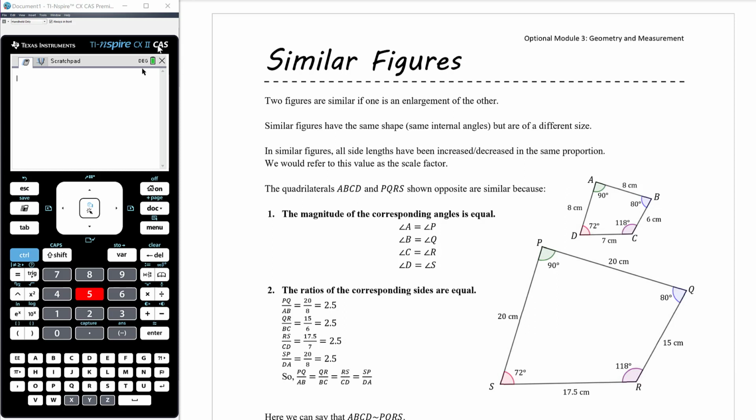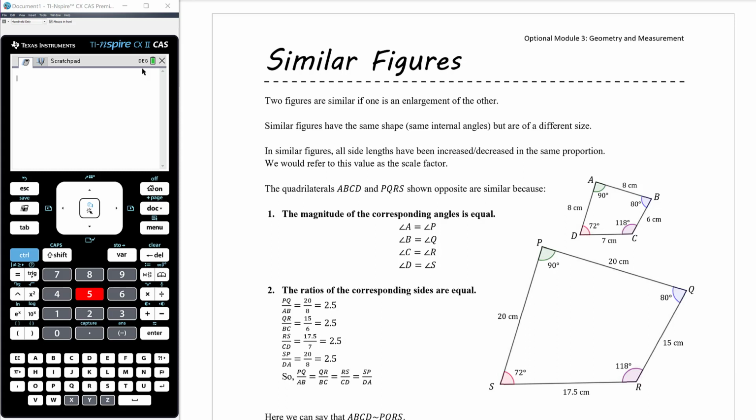So in this video we want to look at the idea of similar figures. We'll do a couple of videos on similarity. It's quite an important feature of the geometry and measurement module. So I want to look generally in this video at the idea of similar figures, a figure being a two-dimensional shape.